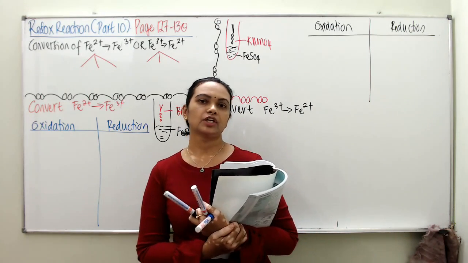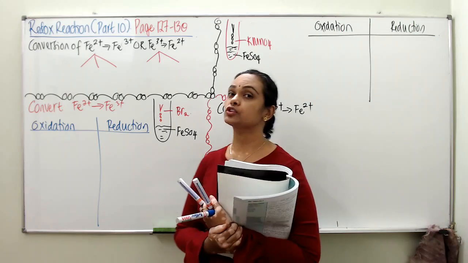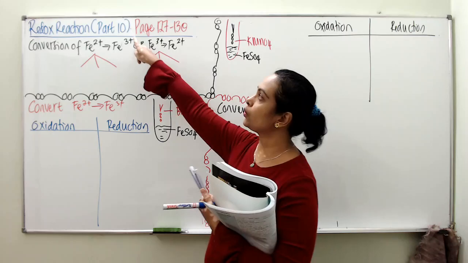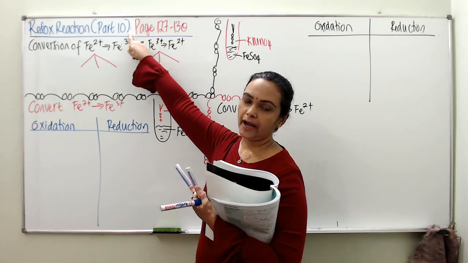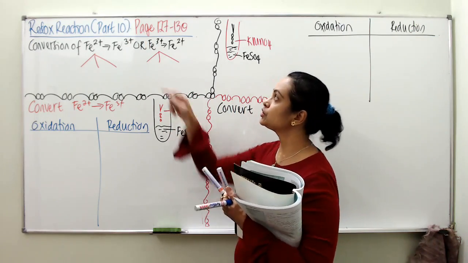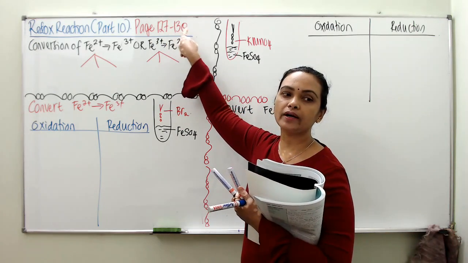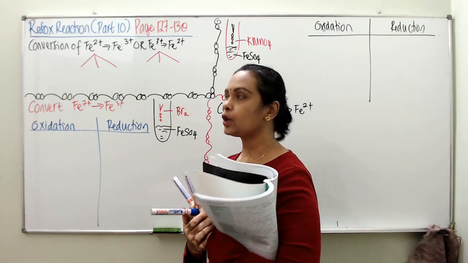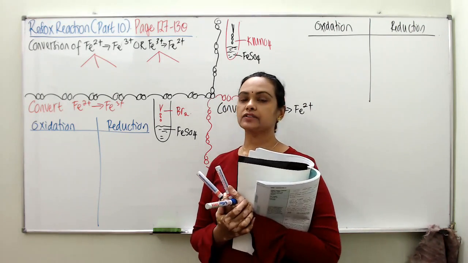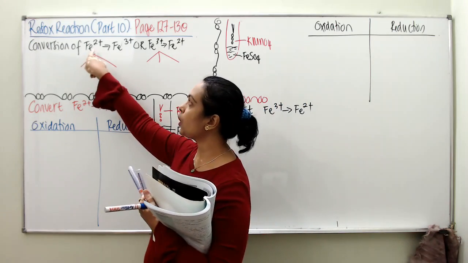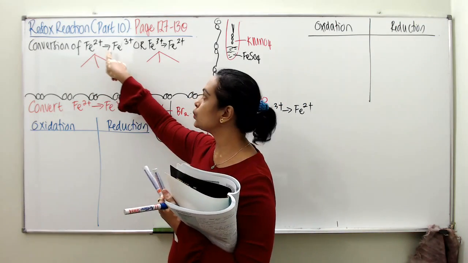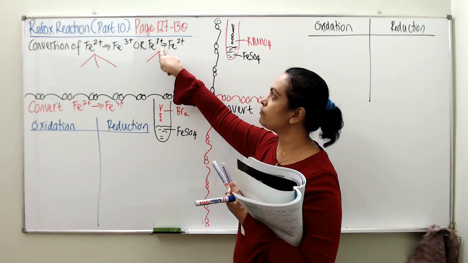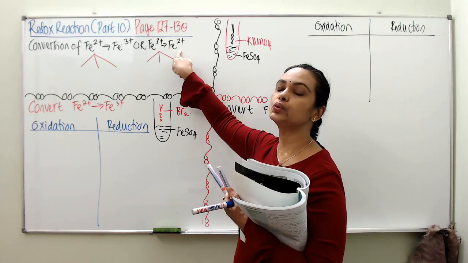We are here to continue our redox reaction lesson on the chapter Redox Reaction. Today we are going to do part 10, and teacher is going to cover page 127 to 130 in this lesson. Our subtopic of this lesson today is conversion of iron 2 ion to iron 3 ion, or conversion of iron 3 ion to iron 2 ion.